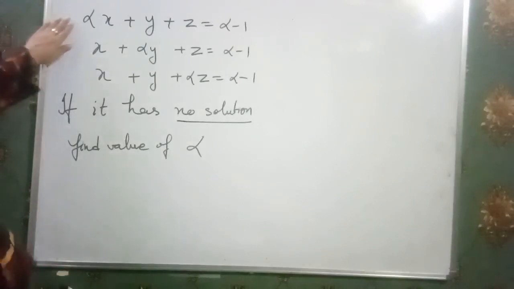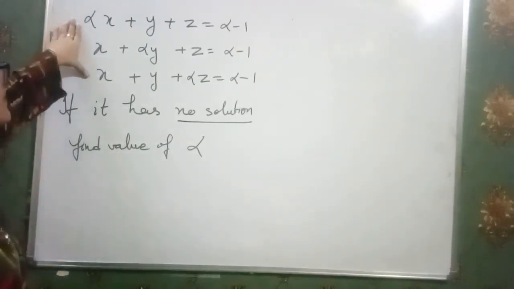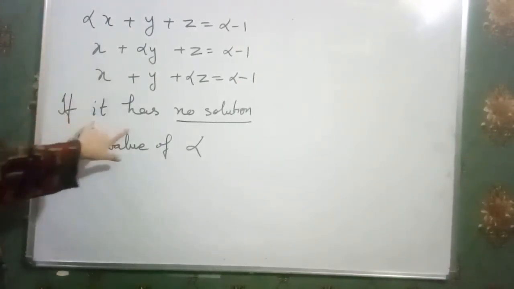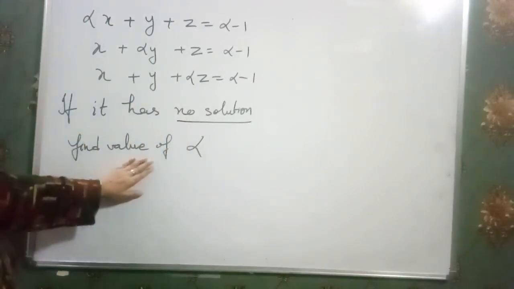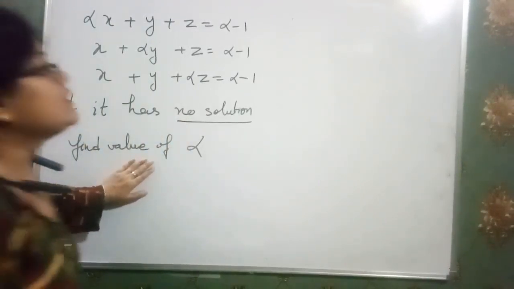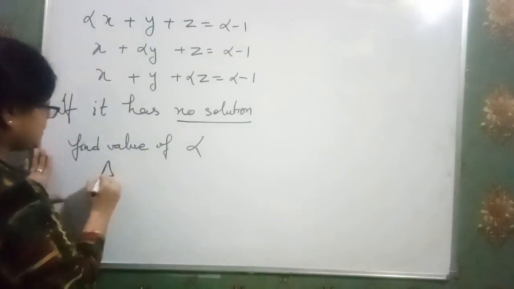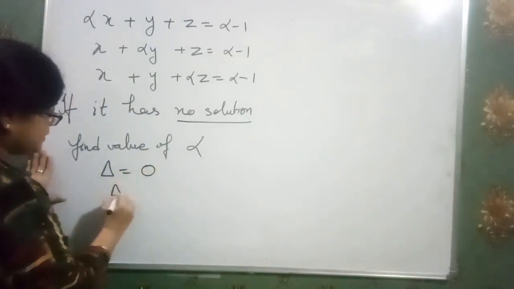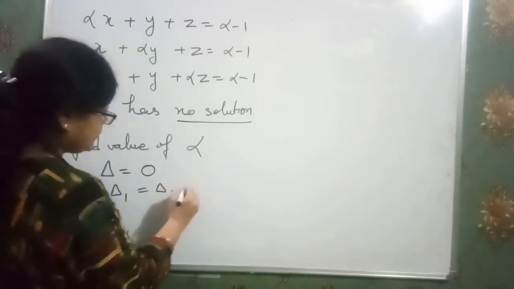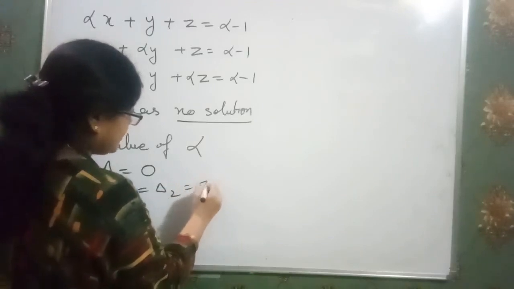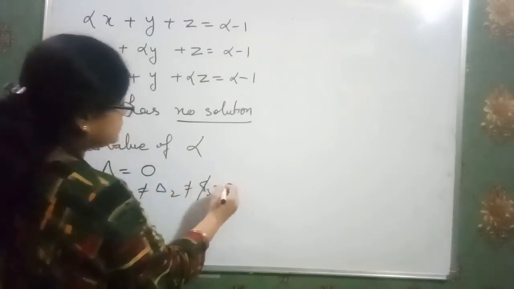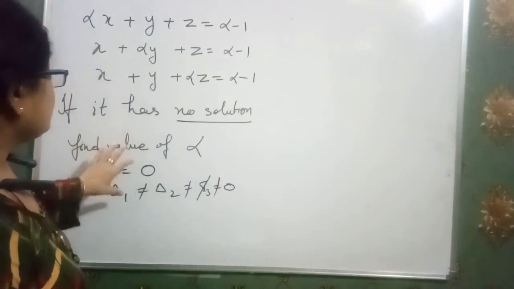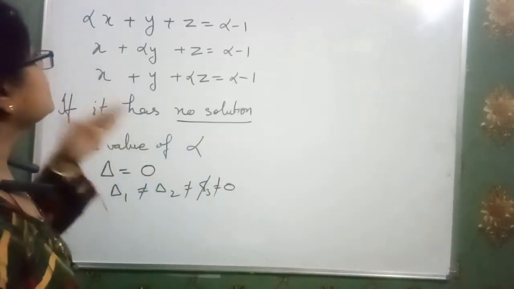Just watch over another question on your screen. It is given in this way, and it is given that if it has no solution, find the value of alpha. For the case of no solution, the determinant is equal to 0, and determinant 1, determinant 2, determinant 3 may not be equal to 0.